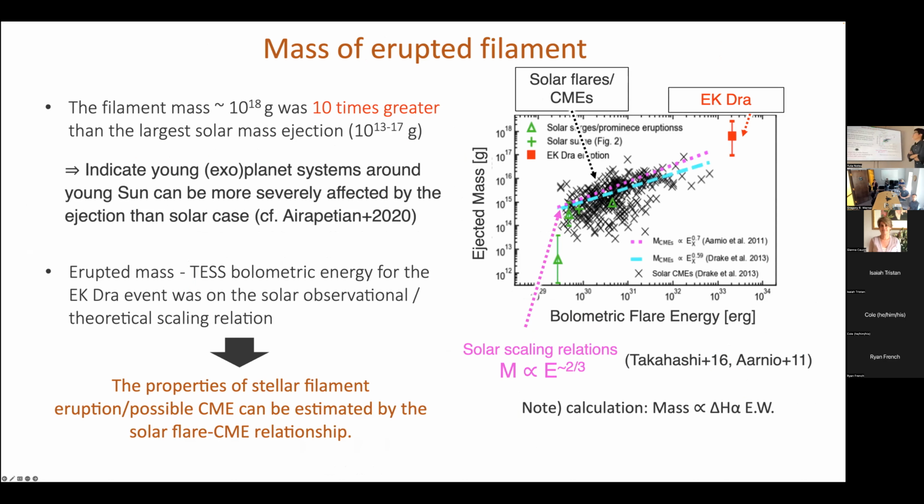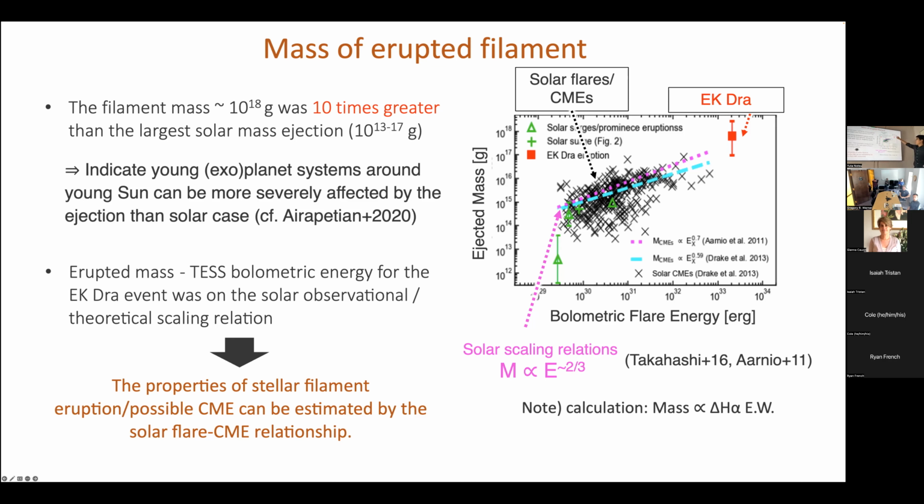So then we can discuss how large an amount of mass is ejected. This figure is the ejected mass, based on Doppler shift measurement or also solar observation, as a function of flare energy. And in the case of the solar flare, there is a huge amount of coronal mass ejection on our Sun associated with solar flares.